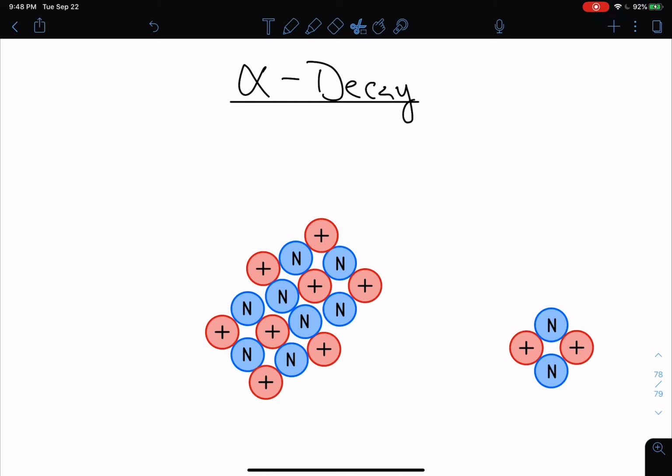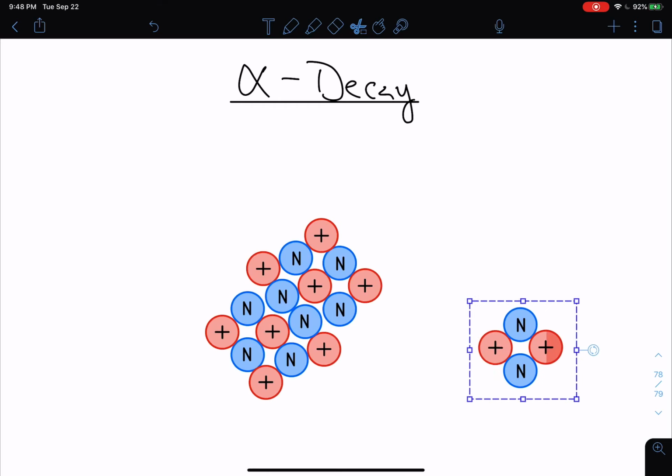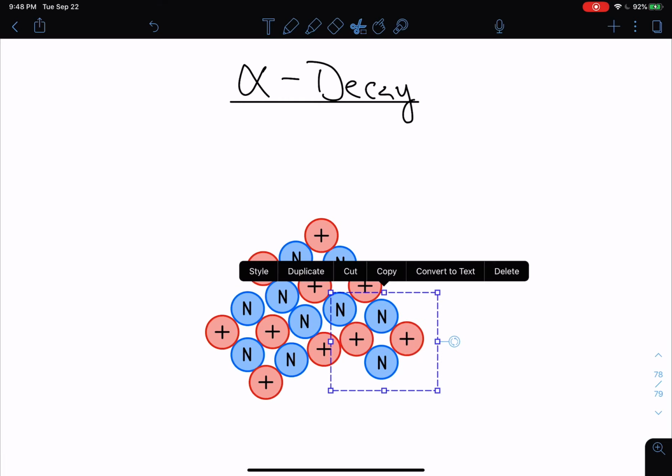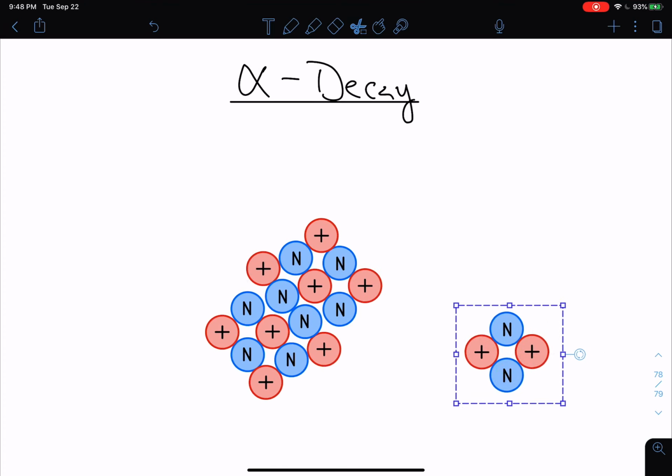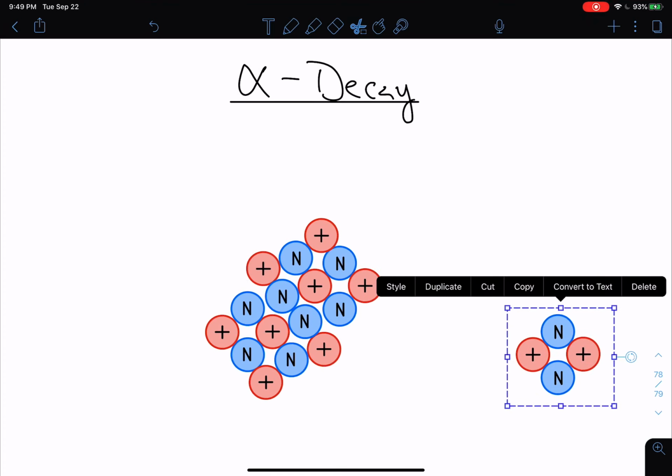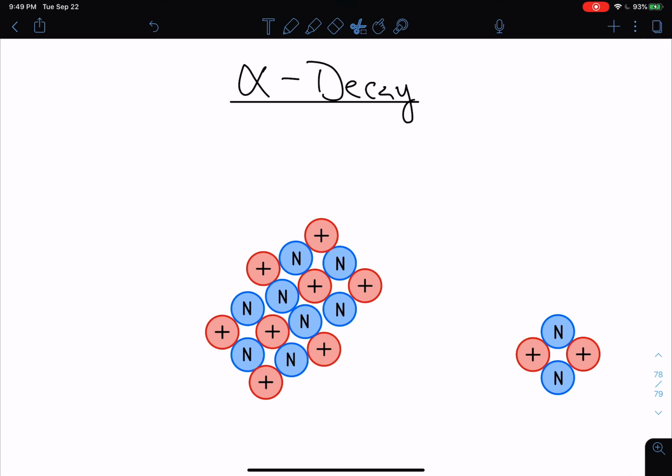So again, what's happening is this used to be part of the nucleus. But then the electrostatic repulsion wins out for whatever reason. The configuration changes, the conditions just become just right, and it gets emitted. And so then it leaves. And so you can see that the nucleus has now lost 2 protons and 2 neutrons.